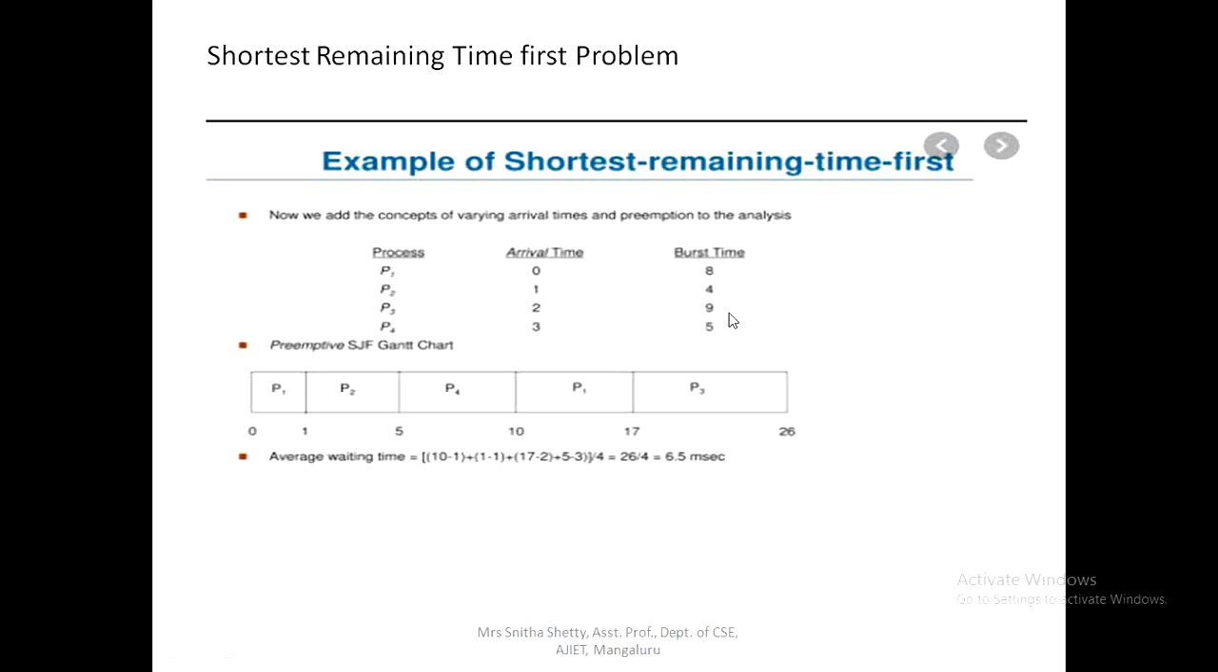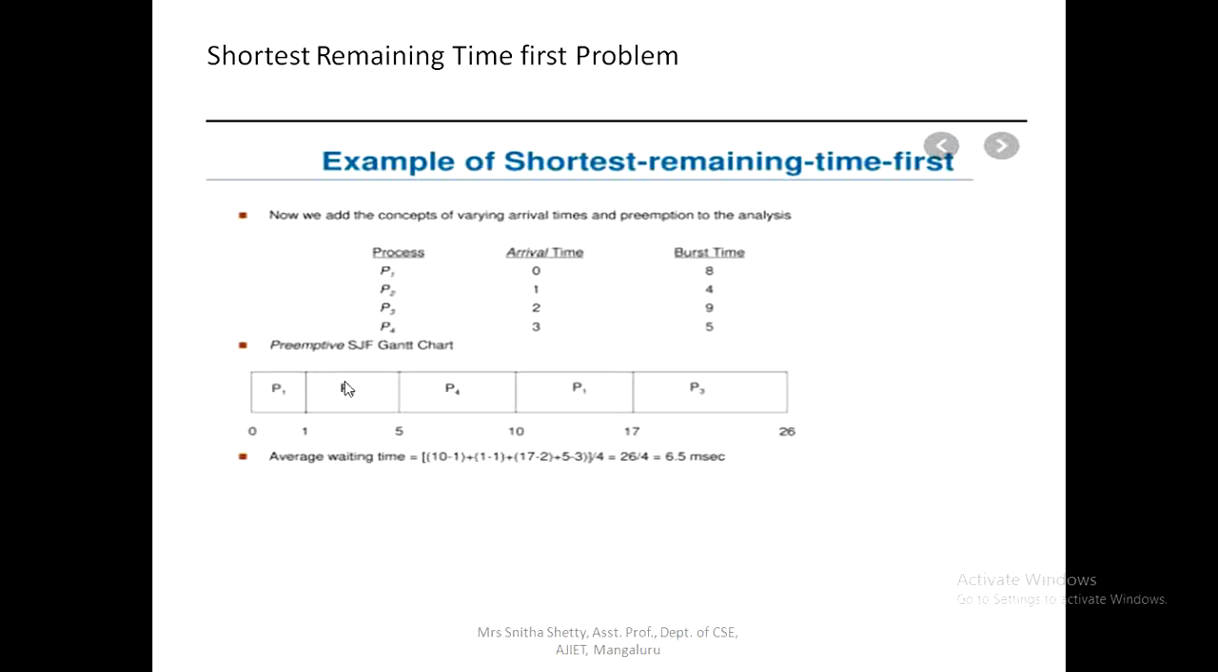Let's see this, we call this a timeline or SJF Gantt chart. This is a preemptive SJF. Why do we call it preemptive? Because once a process starts, we can stop the process from executing. That means a process can be interrupted in between, so we call it preemptive.